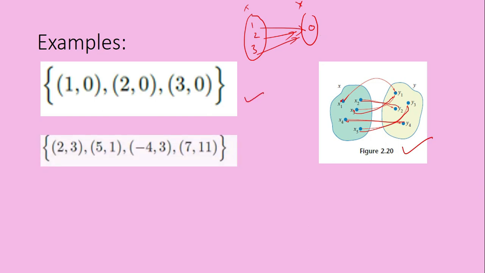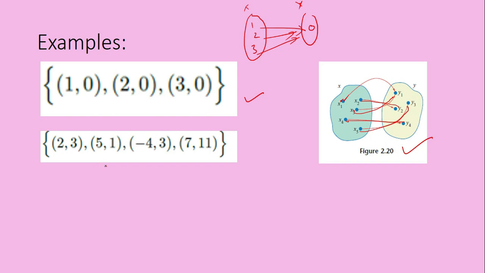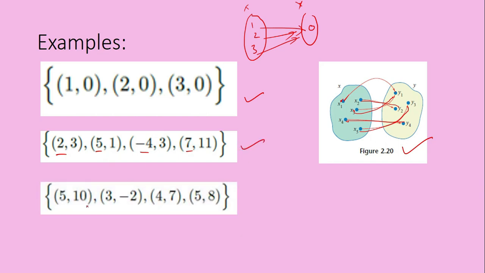And the next example, a set of ordered pairs. Here is the first element repeating or not, just check. No repetition in the first element. So this is again a function. Next 5, 10, 1 pair, 3, 4, 5 repeats, the first element repeats, so one element has two images. This is not a function. Okay.